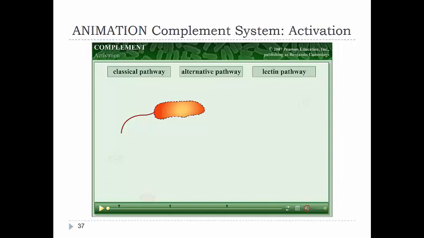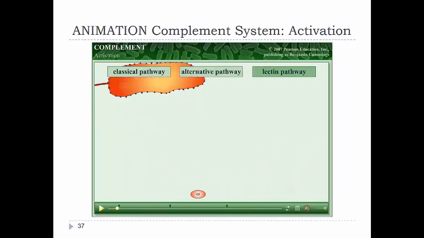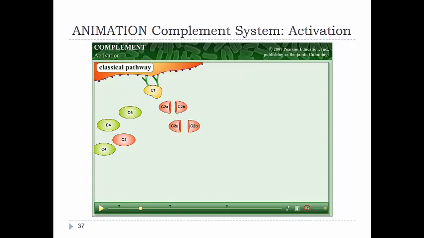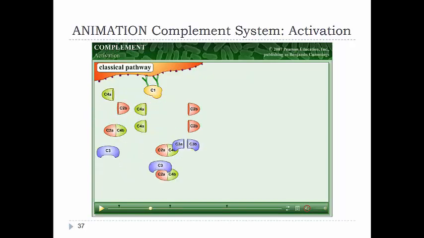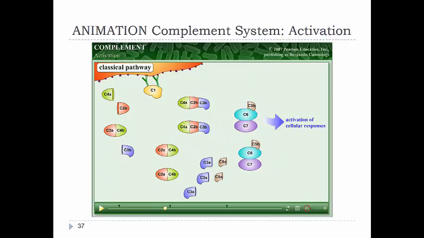In the classical pathway, this process begins with the antibodies. So we have all these C's floating around, the complement molecules. We have a bacterium. We're going to recognize that bacterium with an antibody. Binding to antigens, C1 gets activated, breaks C2, C4, gets C2A, C4B, breaks C3, C3 breaks C5, and then we get the final C6, C7.